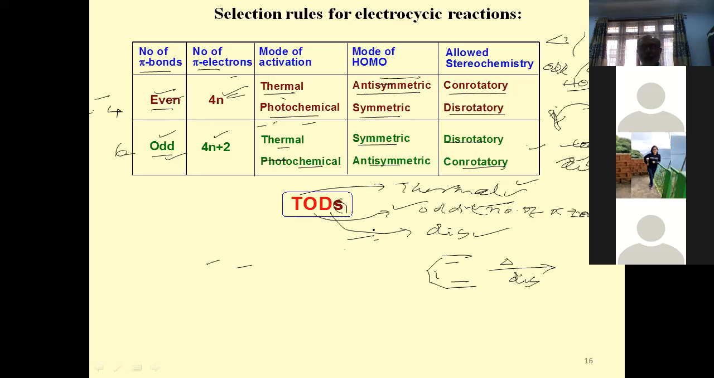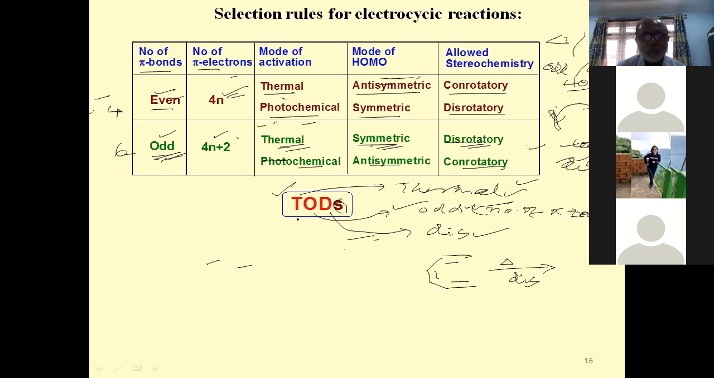Now you check this chart. What is this one? Odd, no? So this is odd. Odd number of pi bonds. Reaction is thermal, and if it is thermal, this HOMO becomes symmetric, and it is disrotatory. So you have to remember only one of them. Rest will come automatic.